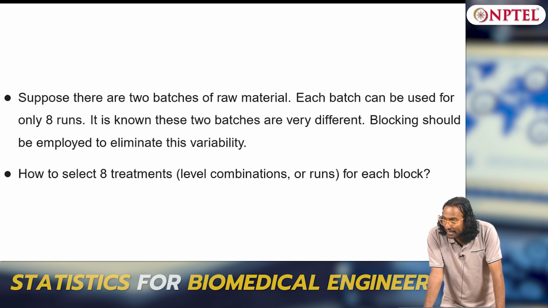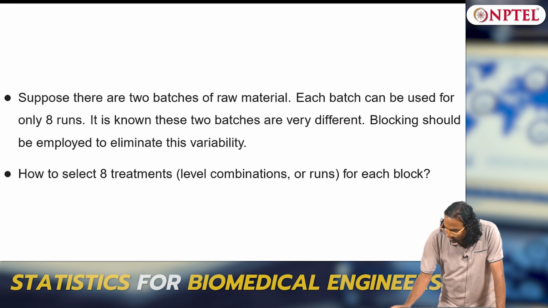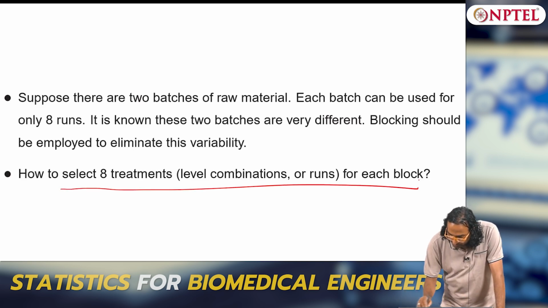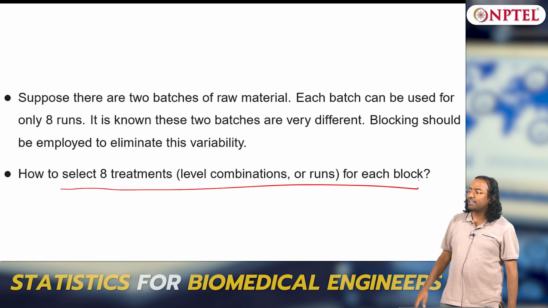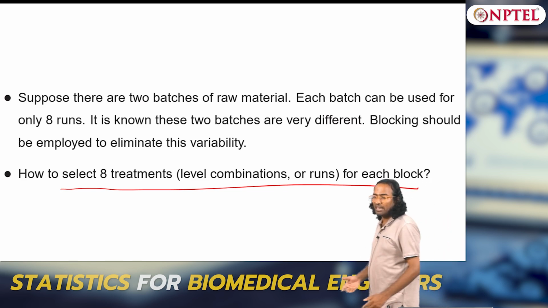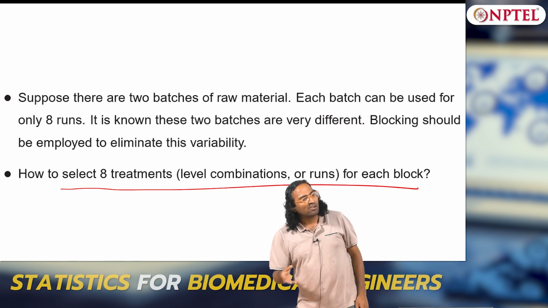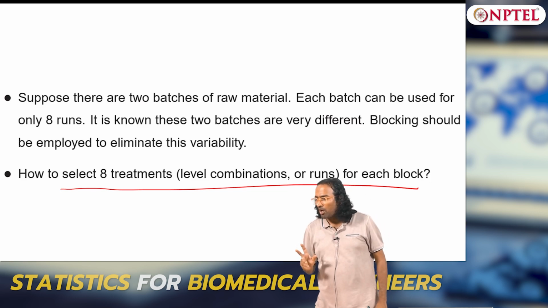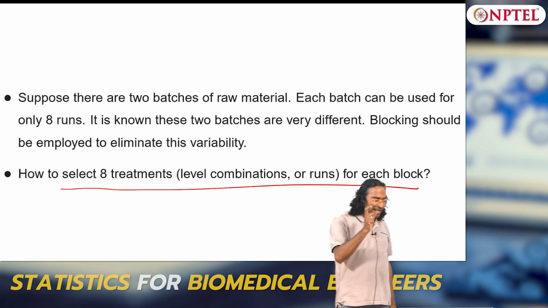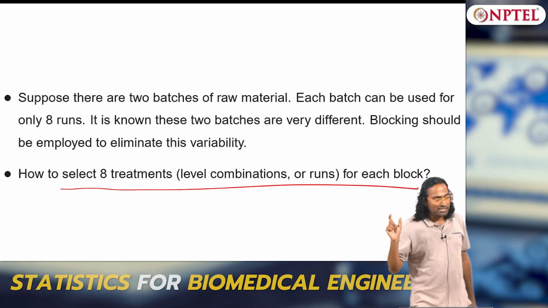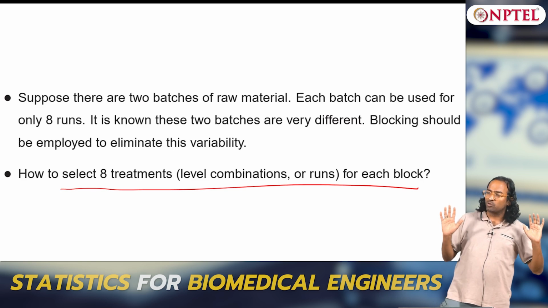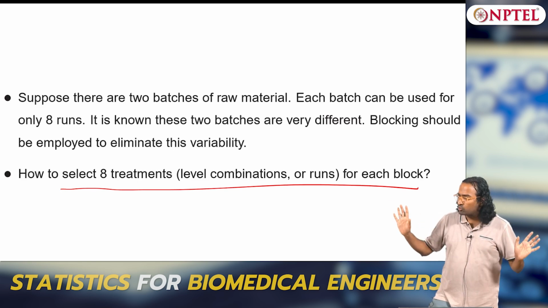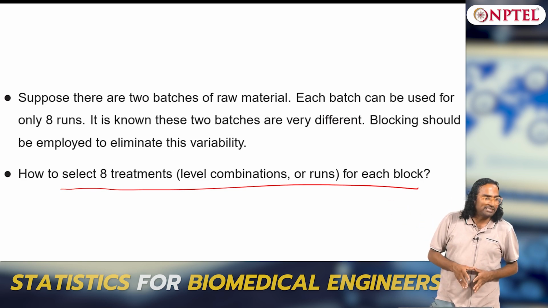How to select 8 treatments for each block? This is a question which I want to answer. How to select 8 treatments for each block? That tells me what is the optimal block, so that I can choose 8 treatments for each block. Remember, for each block I can only choose 8 treatments, I cannot choose 16. Ideally I would want to choose 16.